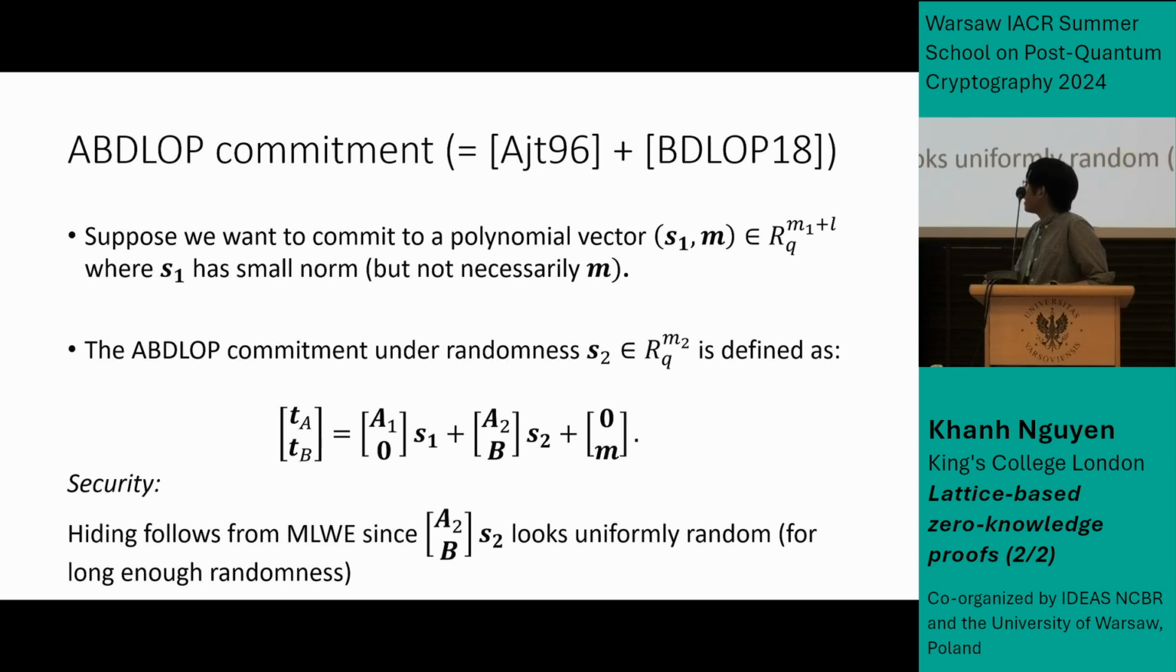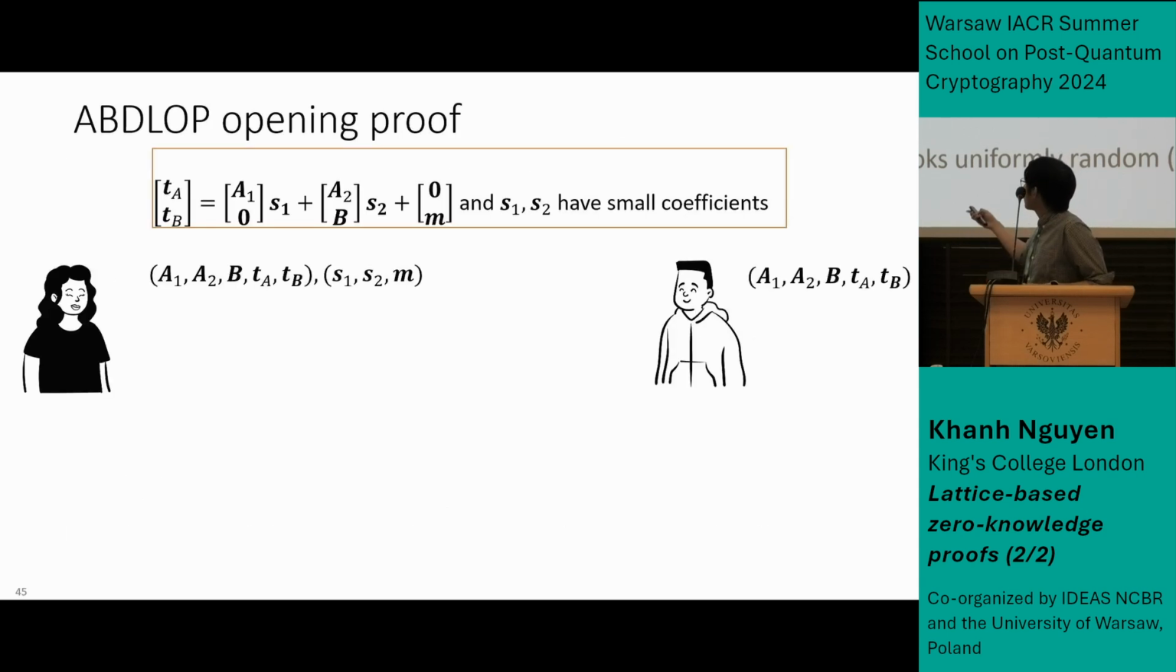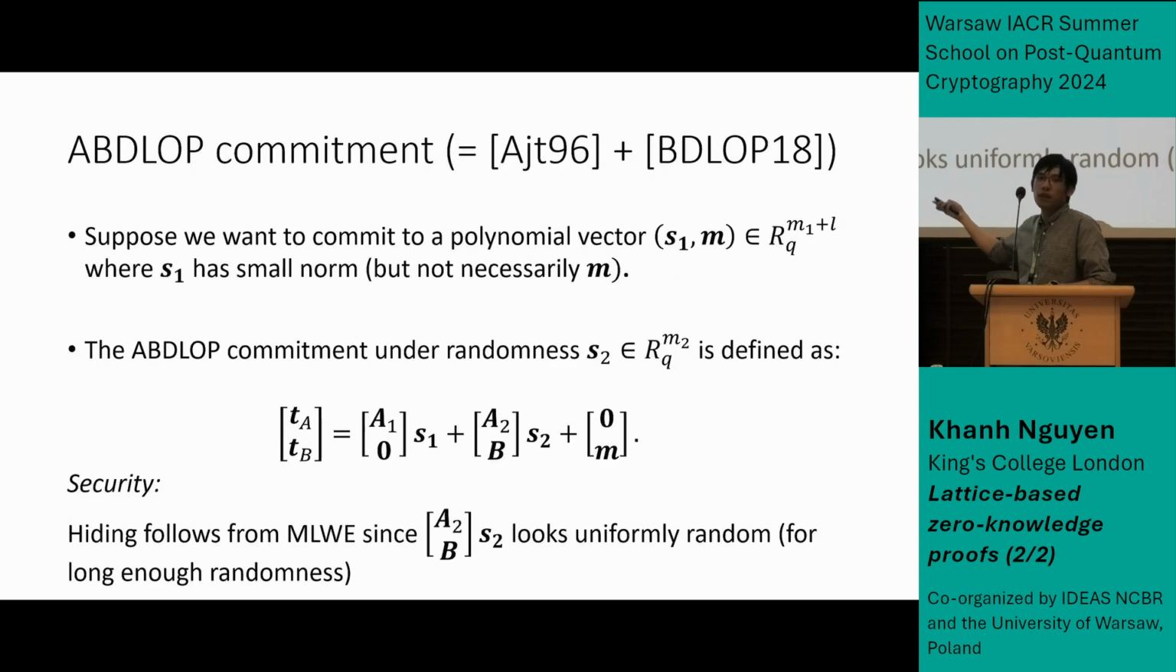And then for hiding, we make sure that A2B times S2 looks uniformly random. Okay, so that's this term. So this term makes sure that the whole commitment looks pseudo-random. Okay, so we have the binding, we have the hiding. So that's how we commit.